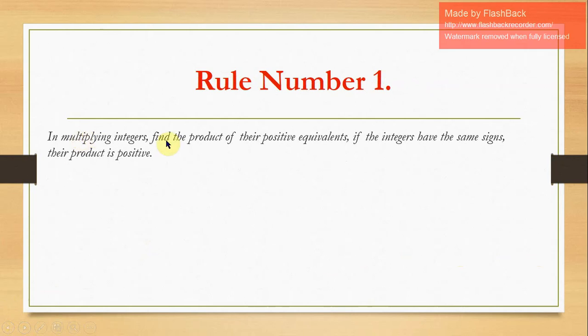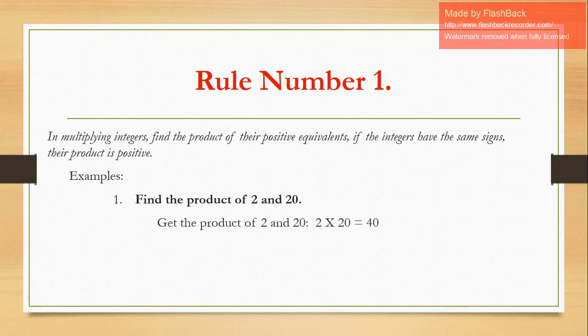That is rule number 1. In multiplying integers, find the product of their positive equivalents. If the integers have the same signs, their product is positive. Let's have an example, in fact a lot of examples for this rule. Suppose you are tasked to find the product of 2 and 20. What is the first step? Multiply the positive equivalents, disregarding the sign. Just multiply the numbers. So, get the product of 2 and 20. That is 2 times 20 is equal to 40.